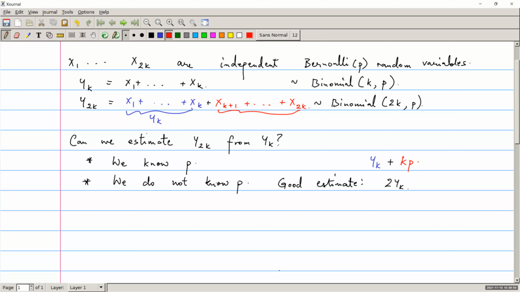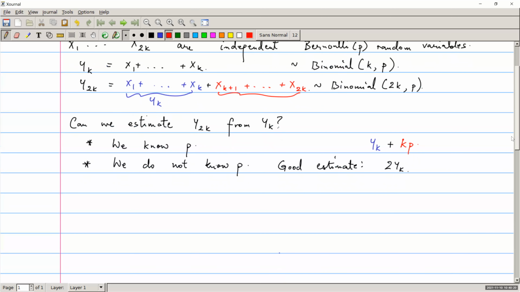So, two completely reasonable estimates. There are different contexts, but there are two completely reasonable estimates. Is everyone okay with this? We are going to see variations of both of these. We'll be able to interpret this 2 times Yk in the same context as Yk plus k times p.